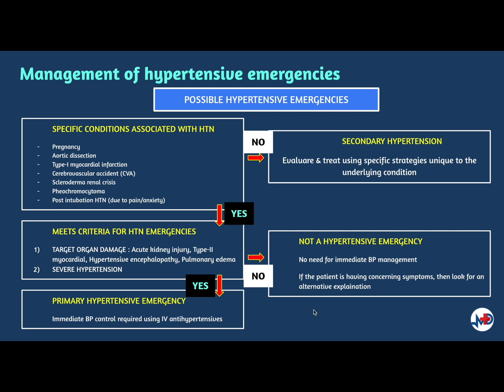If these conditions are present, then you may want to look for criteria that meet hypertensive emergencies, where there is presence of target organ damage and severe hypertension. If it is present, immediately control the blood pressure using parenteral antihypertensives. However, if these specific conditions are not present, you may then want to evaluate and treat using specific strategies unique to the underlying condition.